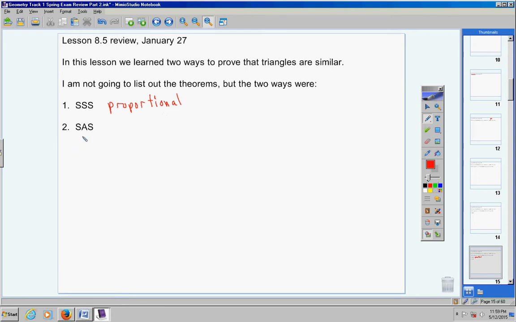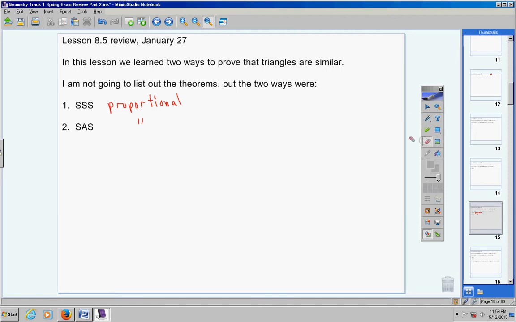Okay, then we have the side angle side theorem. If two sides of one triangle are proportional to two sides of another triangle, and their included angles are congruent, then the two triangles are similar.